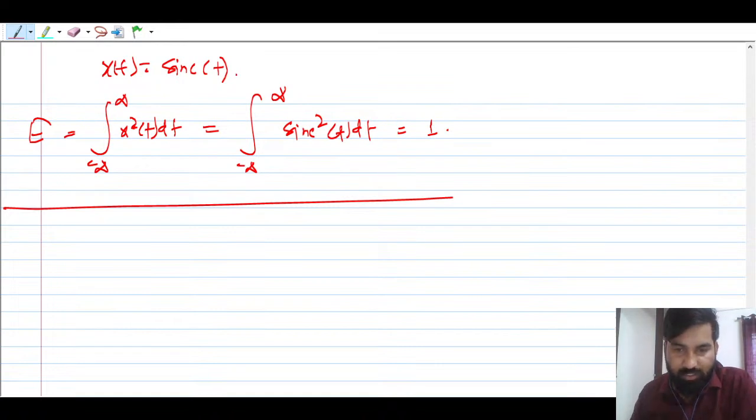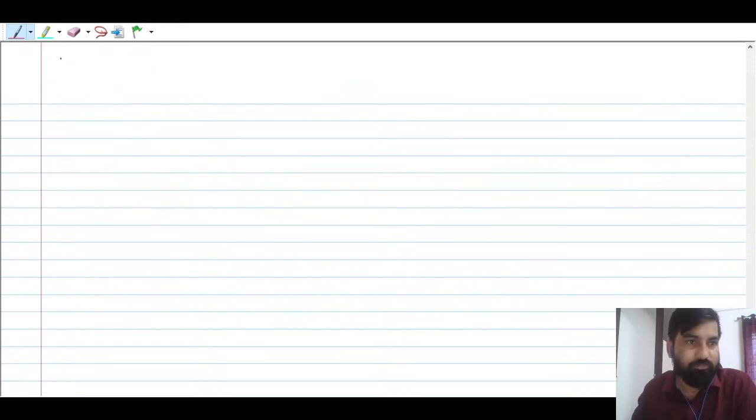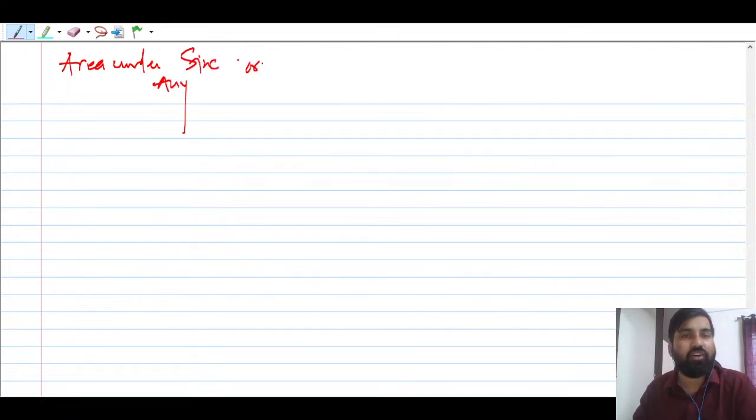Let me write also that point is very important, guys. Understood? That point is very important. So you have to remember always: area under any sinc or sinc square T.